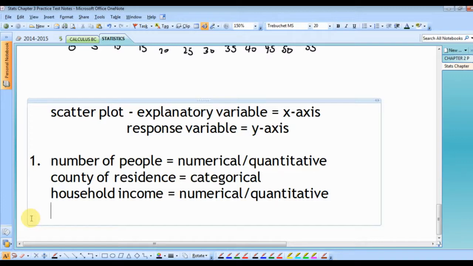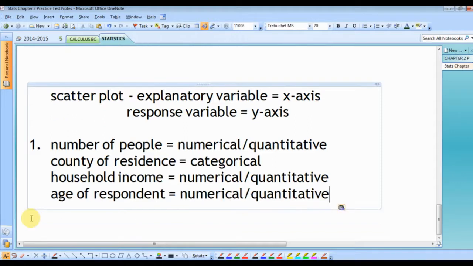Next, age of respondent. A typical answer would be like 34. 34 is a number, so this is again numerical, quantitative. And lastly, none of these. Yeah, one of these was true. So that's it. Okay?